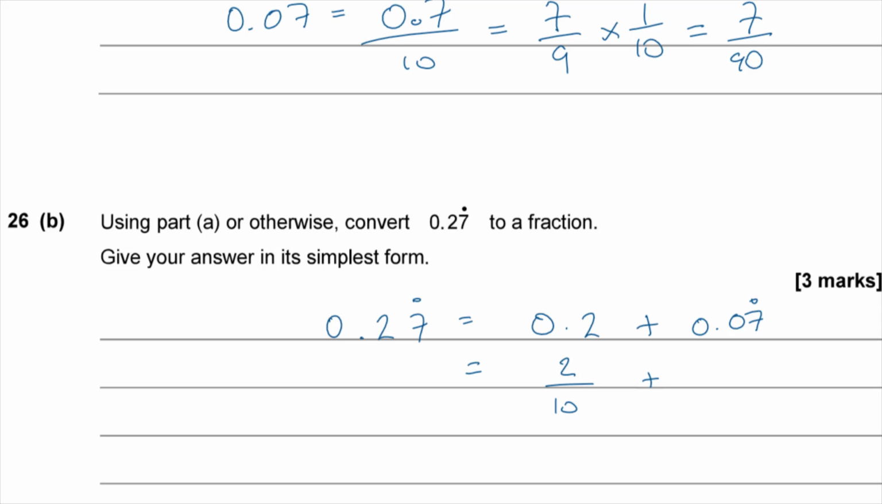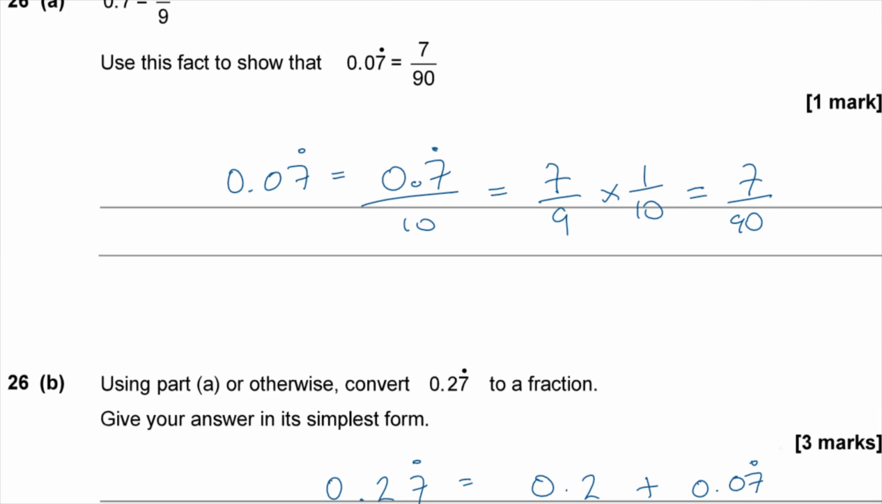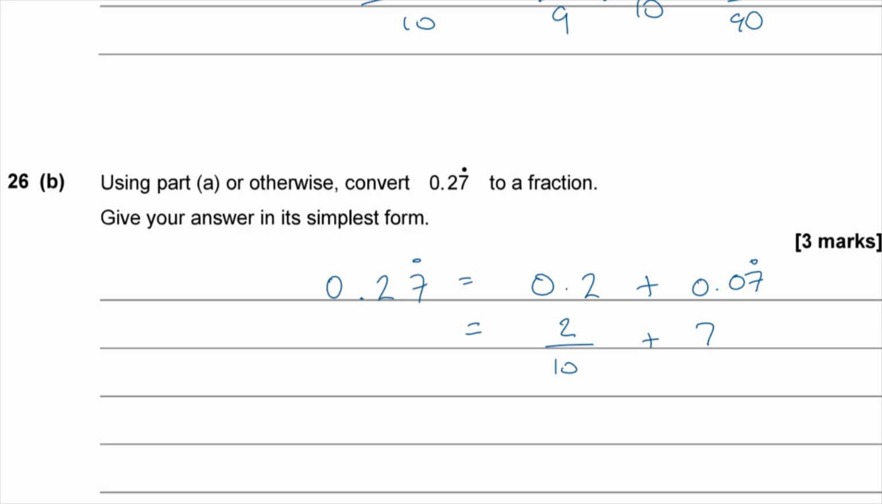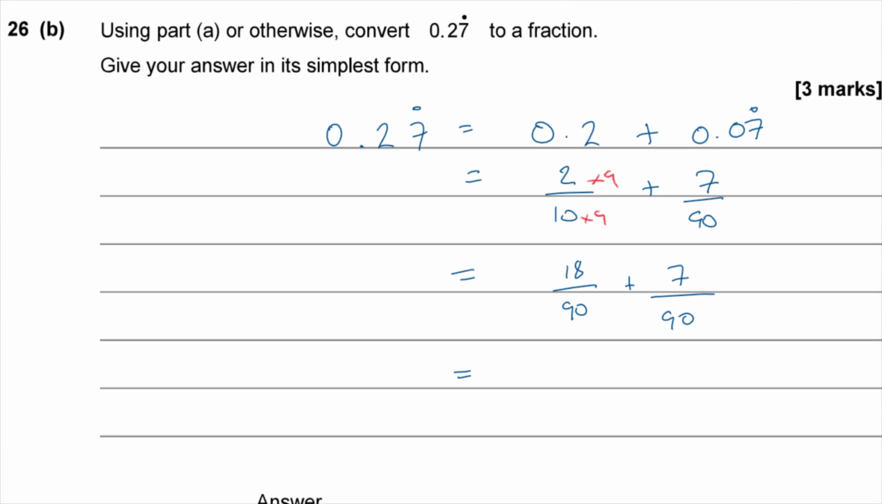Plus 0.07 recurring, we've just said is 7/90. So adding those two fractions together, we just need a common denominator down there. Let's times that by 9 and that by 9. So I'll rewrite 2/10 as 18/90. So 18/90 plus 7/90 gives me 25/90.